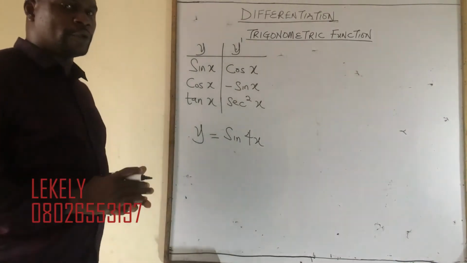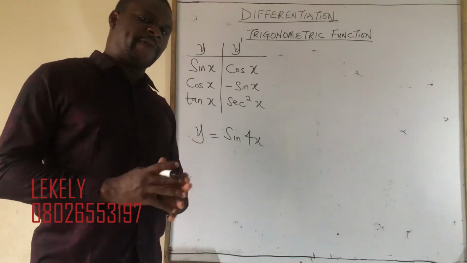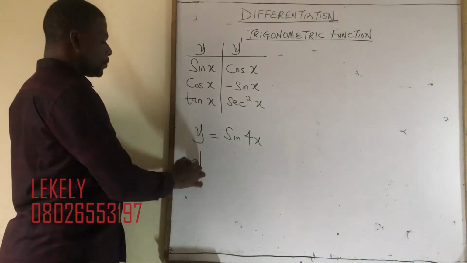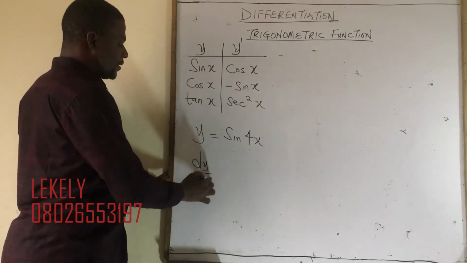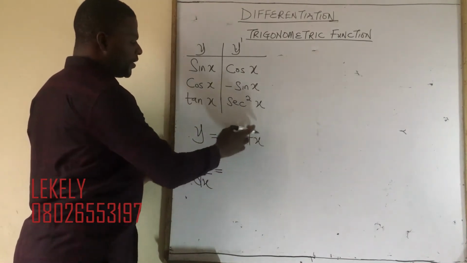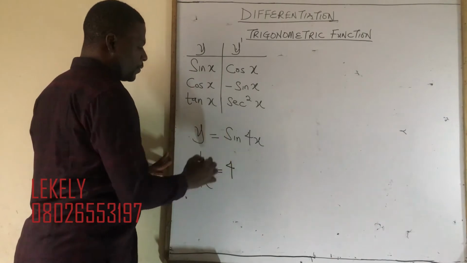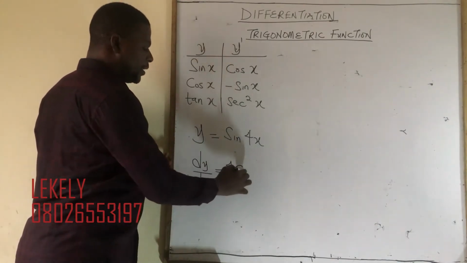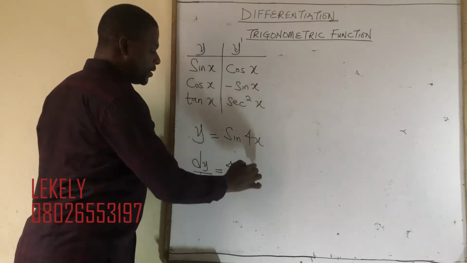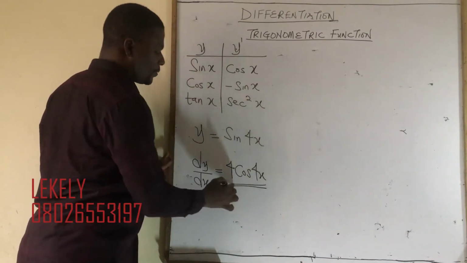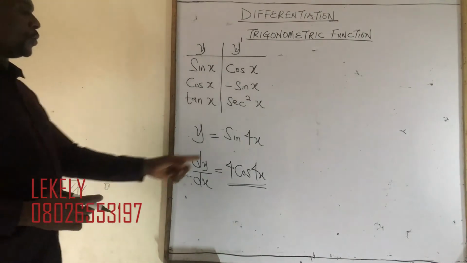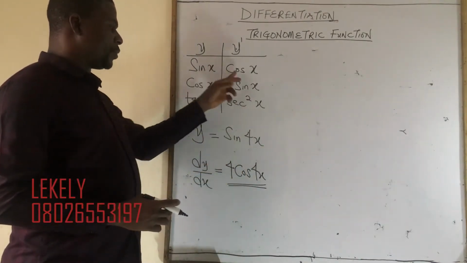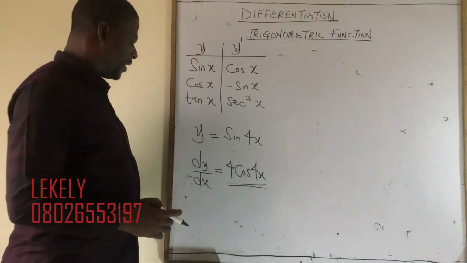I'm going to be showing you the short method of differentiation first before I do the long method. So dy/dx is going to be: differentiate 4x, it will give you 4. Differentiate sine, it will give you cos. Then rewrite the 4x. That's all. Differentiate 4x, it gives 4; differentiate sine, it gives cos; then rewrite the 4x.